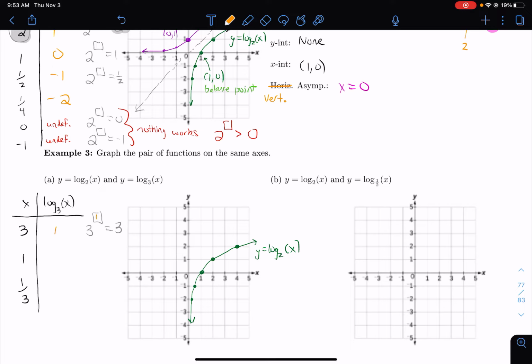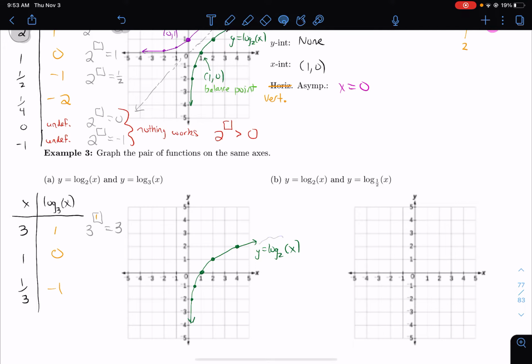If I do the same thing with 1, let's do this more quickly. 3 to what power equals 1? Oh, and that's 0. Last one. If I plug in 1/3, well, that exponent is going to be -1. Okay, so let's plot these points.